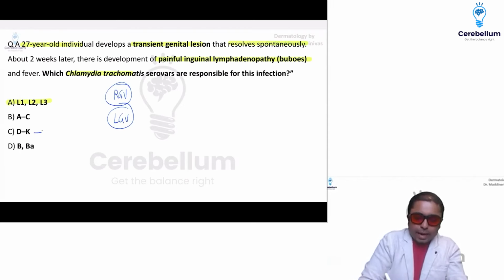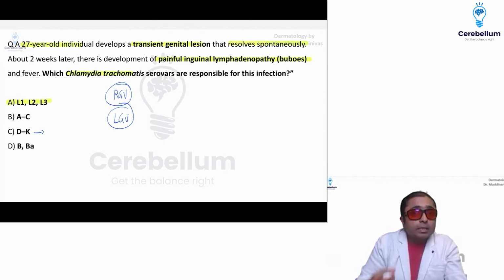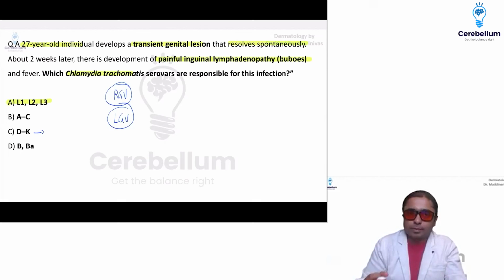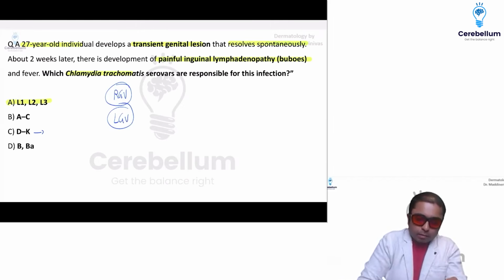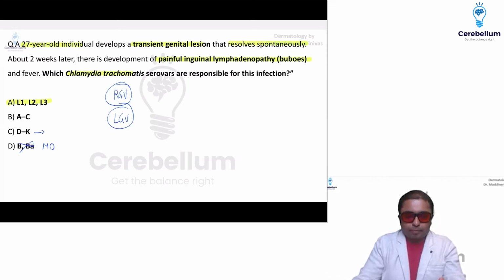Chlamydia trachomatis also has D to K serovars, but in dermatology, you can remember it is associated with cervicitis and urethritis, right? But not with LGV. Students are telling that one option was MO. I think that was option D, which is MO. So correct me if I'm wrong. I think these were the options which were given in the exam.